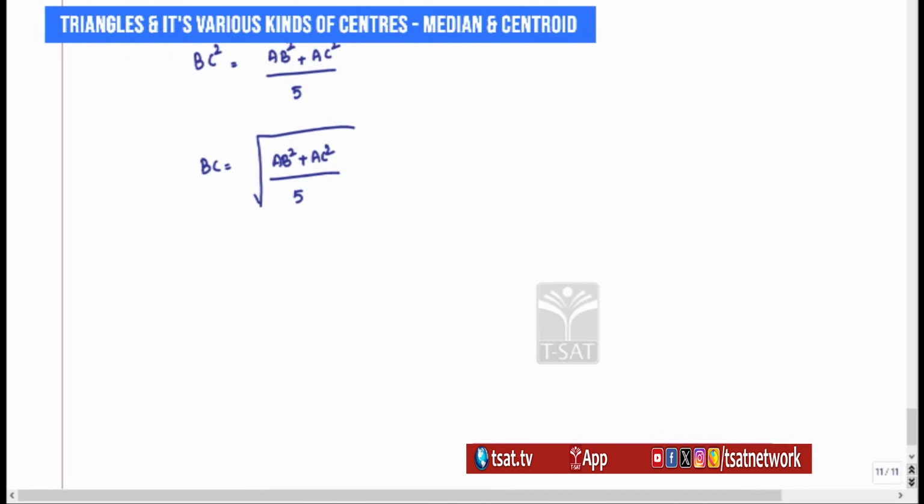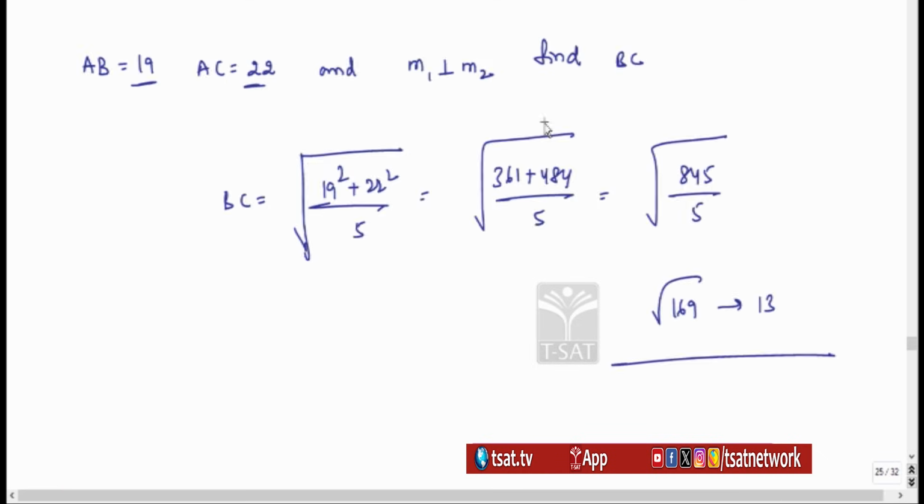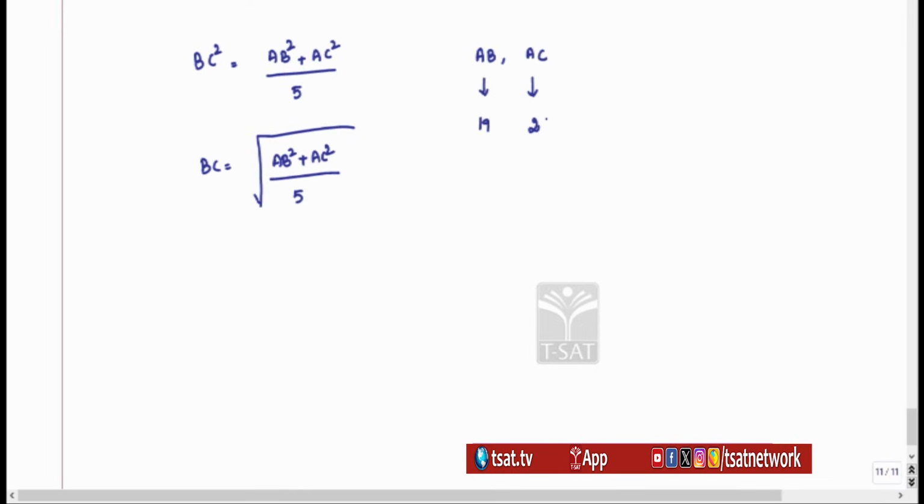Suppose medians corresponding to the sides AB and AC are perpendicular to each other. Length of side AB is equal to 19, length of side AC is equal to 22. Then if they ask you to find out BC, directly you can substitute in this formula.